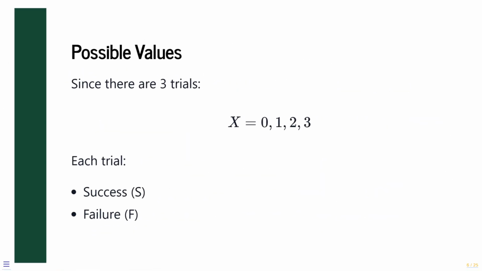We define the random variable X as the number of correct guesses in 3 trials. Since there are 3 trials, X can take values 0, 1, 2, or 3. Each trial is independent, and the probability of success remains constant at 0.2. This setup matches the conditions required for a binomial model, making it a perfect example to introduce the distribution.